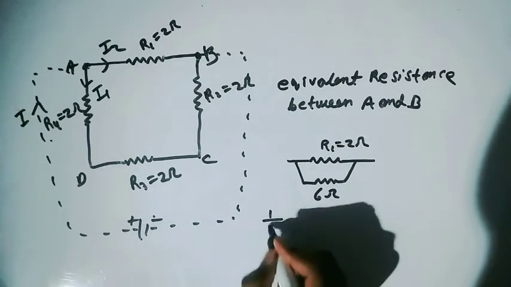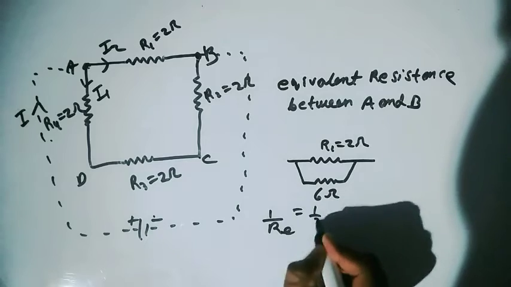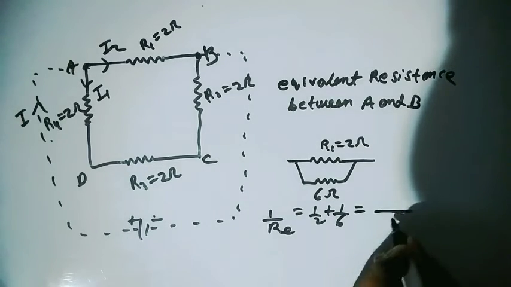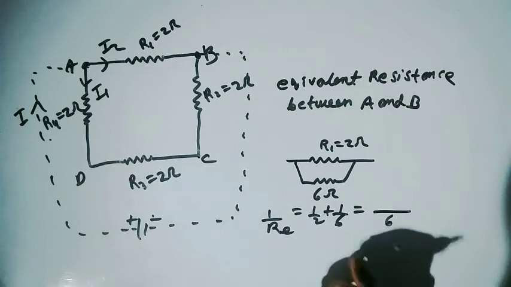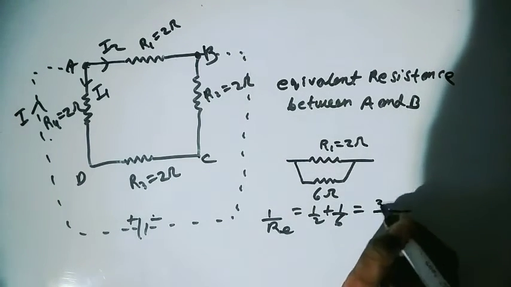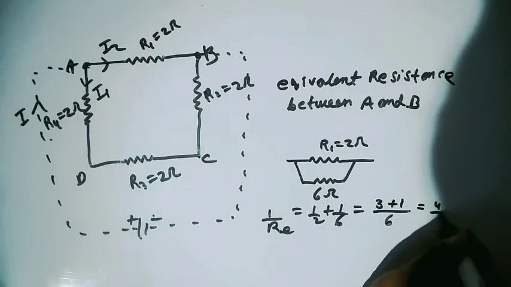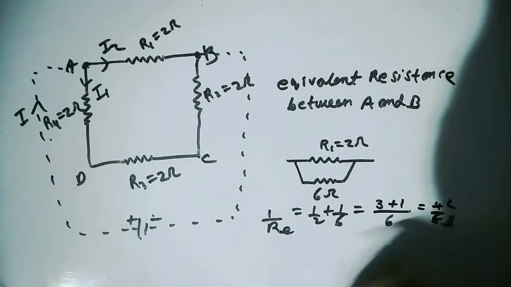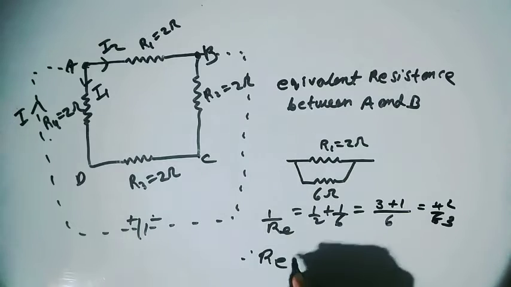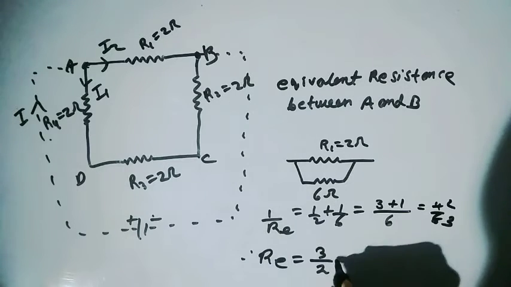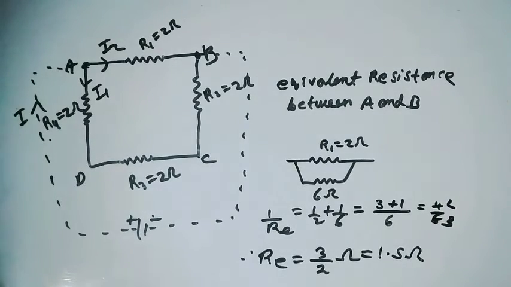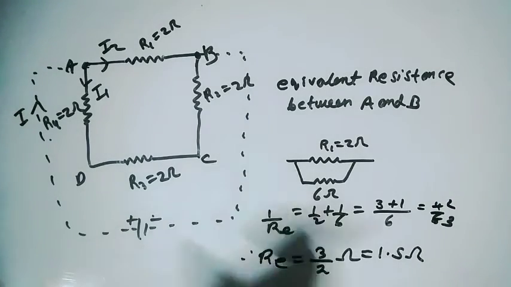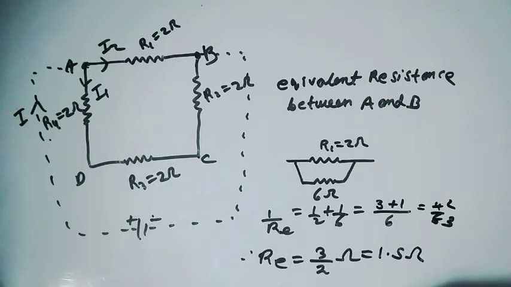So we have 1 by R equivalent equal to 1 by 2 plus 1 by 6, which is 3 plus 1, which is 4 by 6, which is 2 by 3. Therefore R equivalent is equal to 3 by 2 ohm, which is 1.5 ohm. So the equivalent resistance of this is 1.5 ohm. Okay, now let's move on to the fifth question.